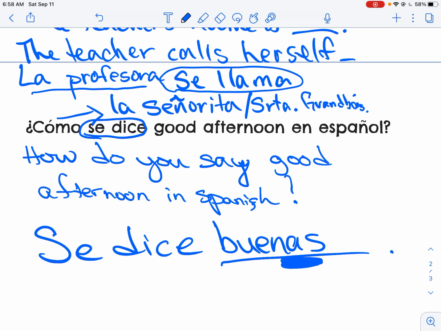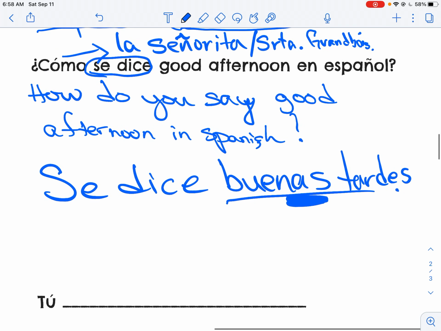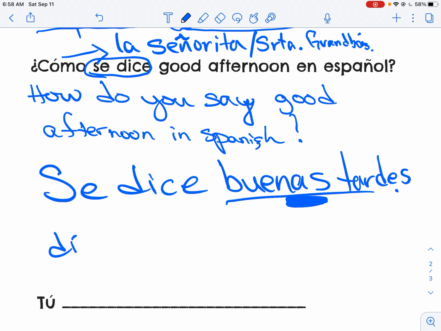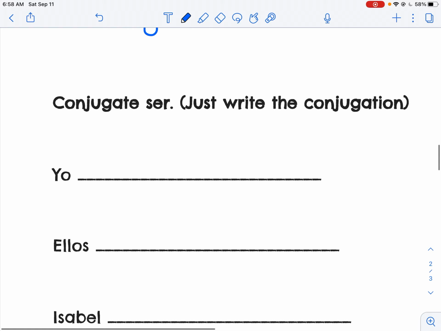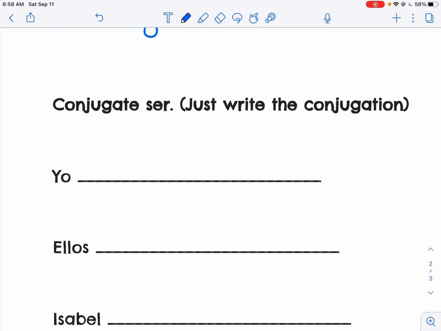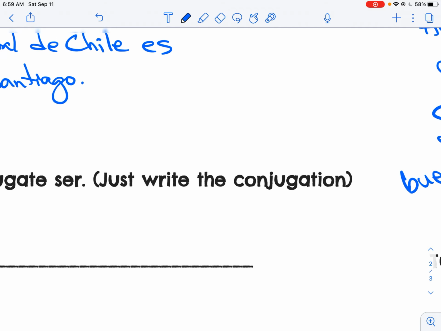Buenas tardes. Some of you keep putting buenos. Buenos is with day. If this was good morning, you'd use días. Días is masculine, where tardes is feminine. So this one is buenos días. But buenas tardes and buenas noches, noches and tardes are both feminine, where días is not. Conjugation of ser. Okay.